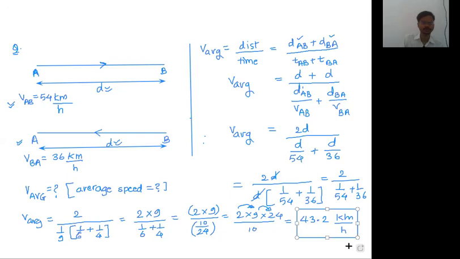Okay, on the next page, let us convert this unit. 43.2 kilometer per hour is equal to, I don't want kilometer. Very simple: when you don't want kilometer, kilo means 1000, meter as it is. So the replacement for the word kilometer is 10 raised to 3 meter. The replacement for 1 kilometer is 10 raised to 3 meter.